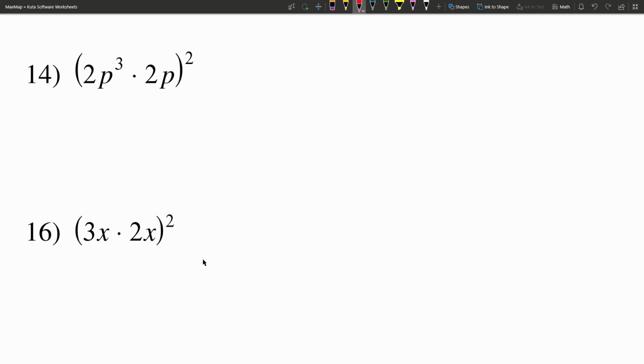Moving on to number 14, let's solve this 2 different ways. Let's first start by distributing this exponent of 2 to everything within our parentheses. So we'll have 2 squared times p cubed, that quantity squared, times, we'll have another 2 squared times p raised to that power of 2.